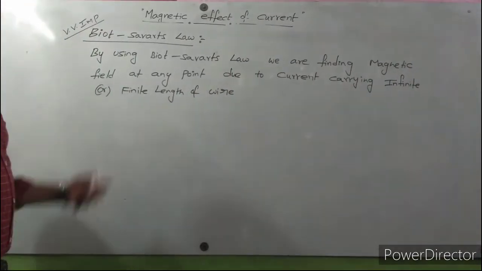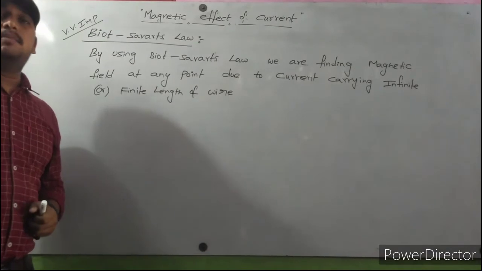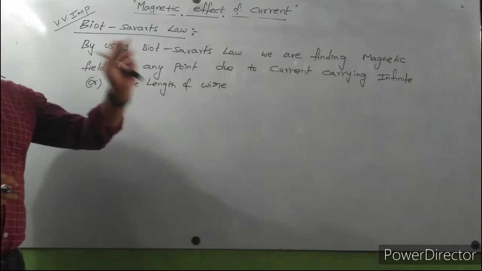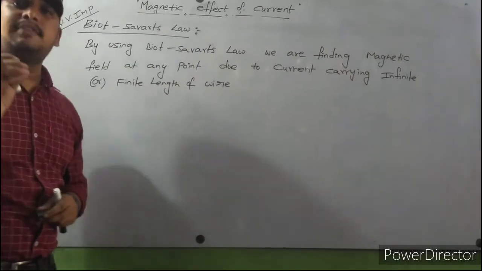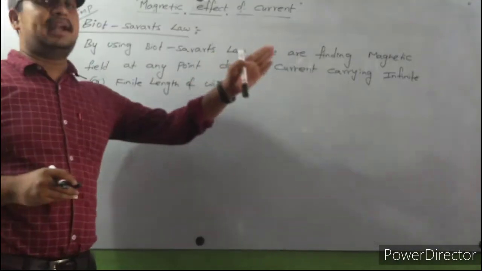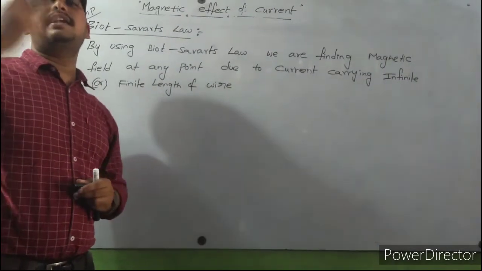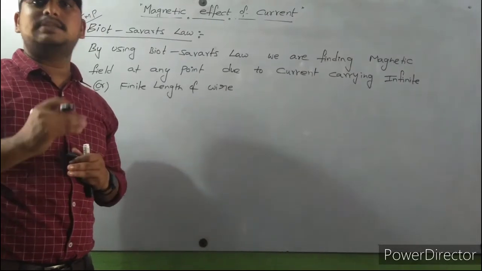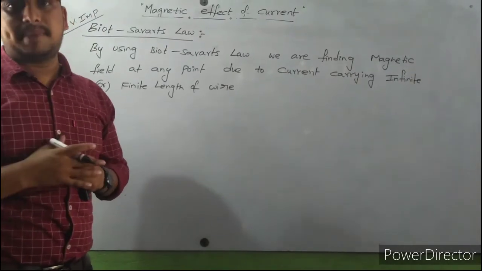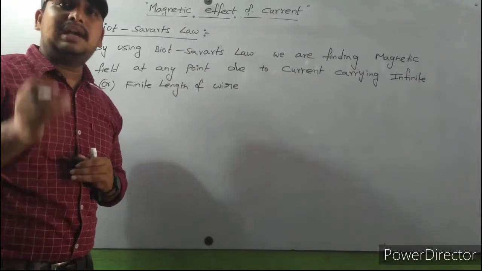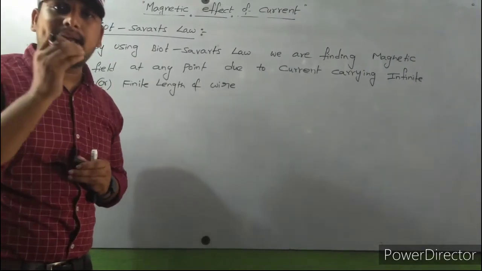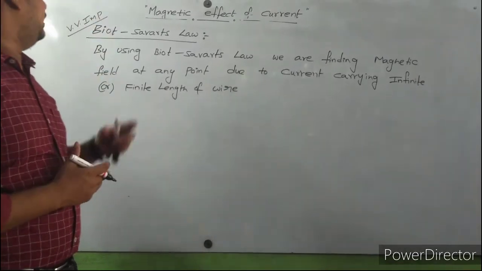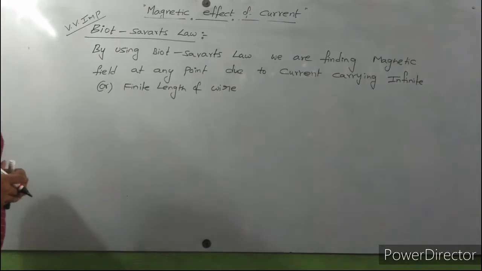What is the main use of Biot-Savart's law? By using Biot-Savart's law, we are finding the magnetic field at any point due to a current carrying infinite or finite length of wire. If some current is passing through it, definitely it will produce some magnetic field. That magnetic field is acting on a particular point, so the magnetic field at any point can be found by using Biot-Savart's law.